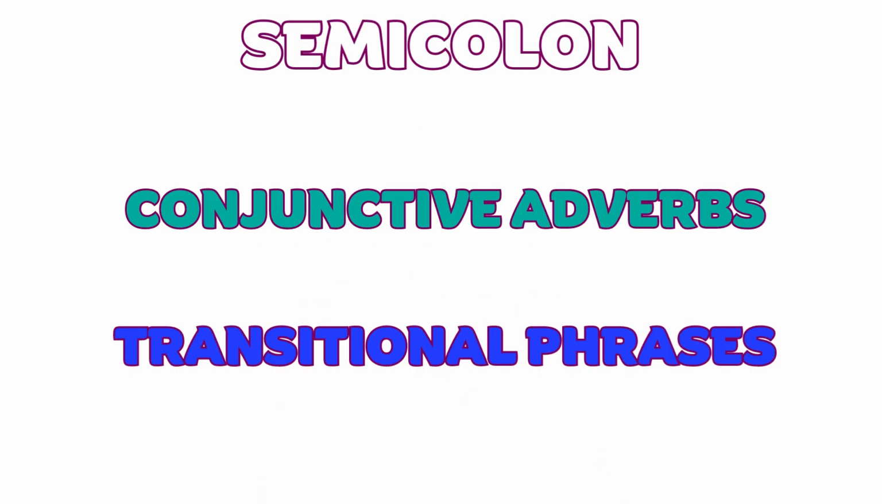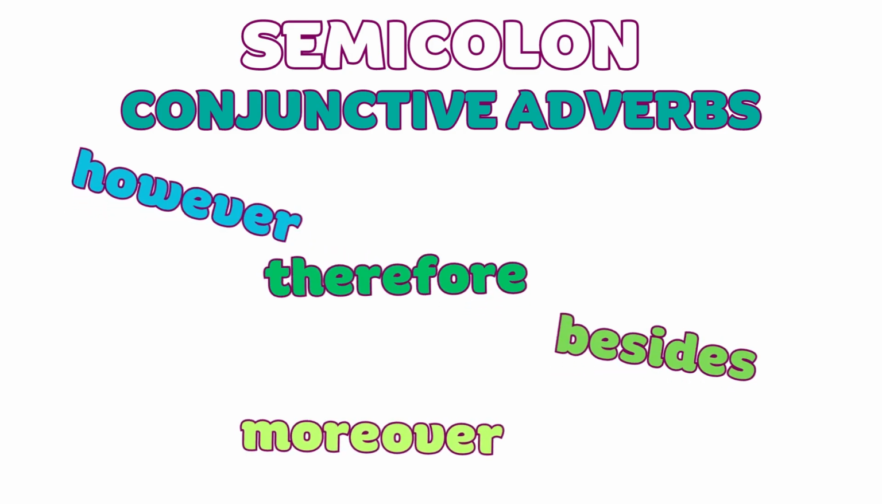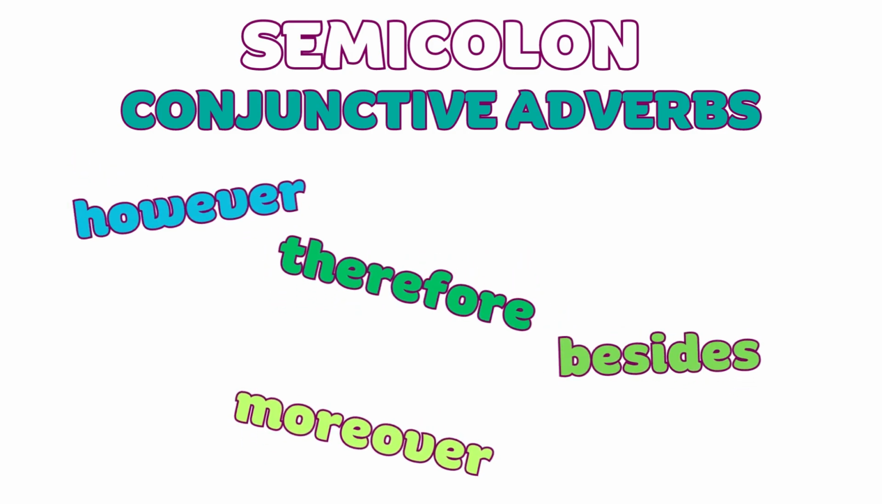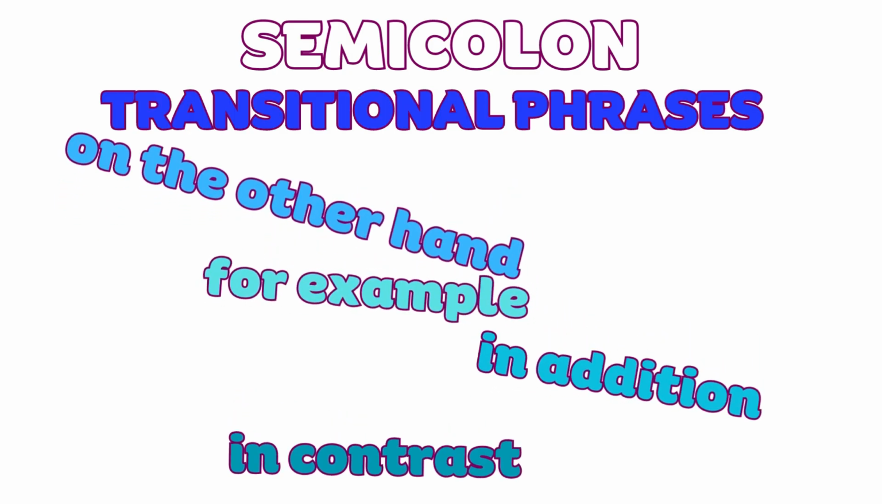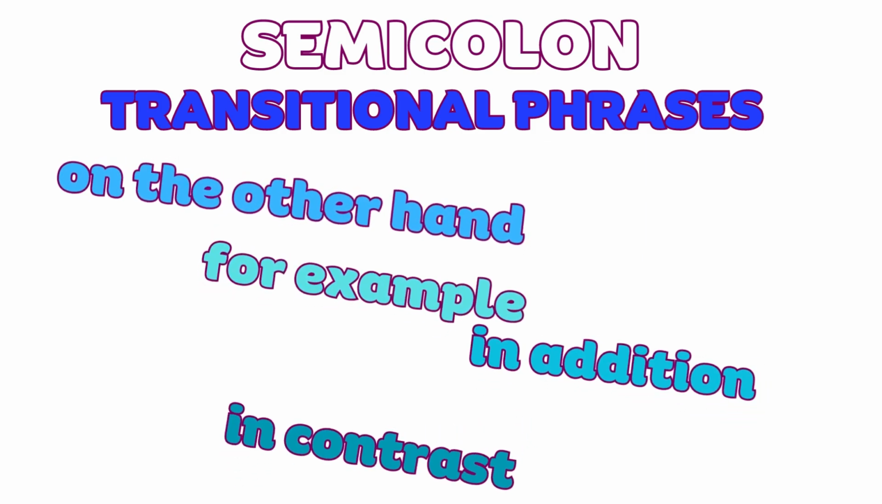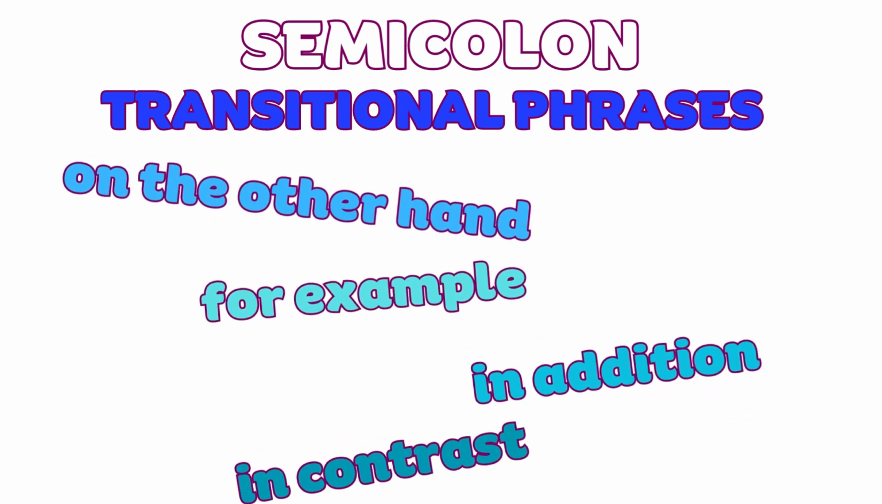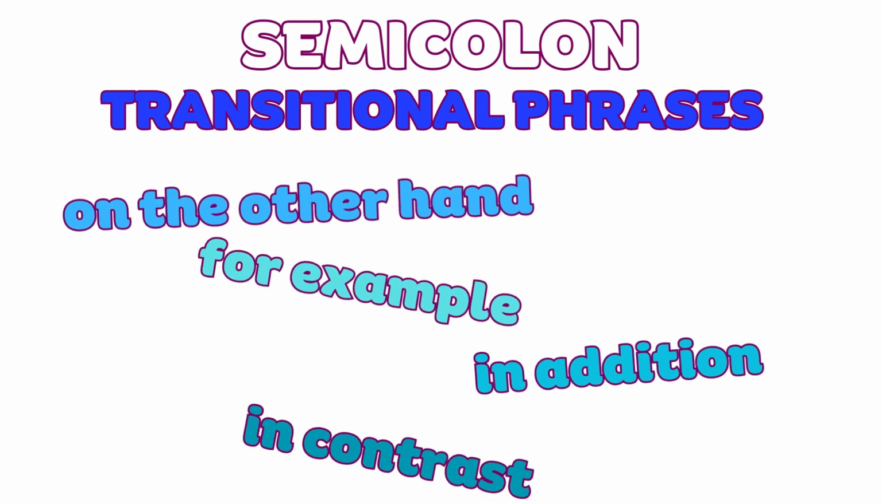So how do you use semicolons with conjunctive adverbs and transitional phrases? Conjunctive adverbs are words such as these: however, therefore, moreover, besides. Transitional phrases are phrases such as these: in addition, for example, on the other hand.